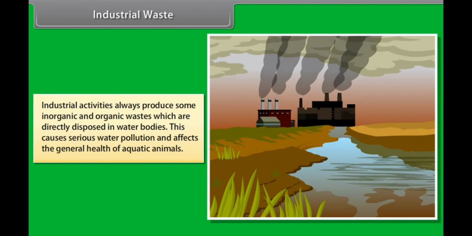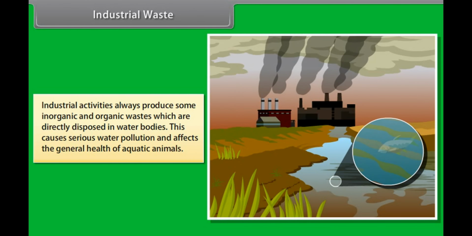Industrial waste. Industrial activities always produce some inorganic and organic wastes which are directly disposed in water bodies. This causes serious water pollution and affects the general health of aquatic animals.